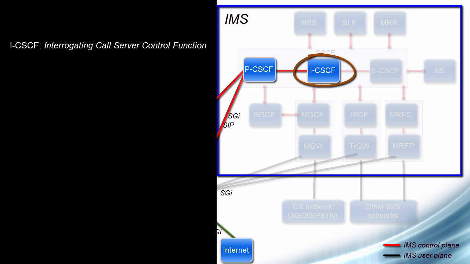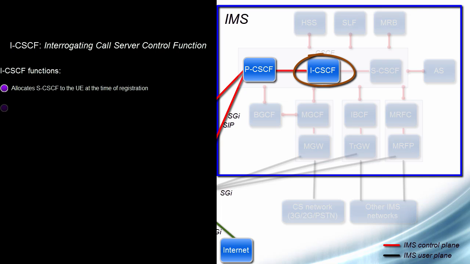I-CSCF means Interrogating CSCF. Its main functionality is that it allocates the S-CSCF to the UE at the time of registration. Here, S-CSCF means Serving CSCF. When the UE triggers IMS registration, I-CSCF interrogates the HSS to find a suitable S-CSCF for this UE based on the UE's and S-CSCF's capability. Then, I-CSCF forwards the UE's registration request to this S-CSCF.